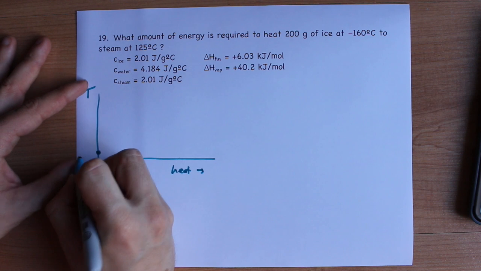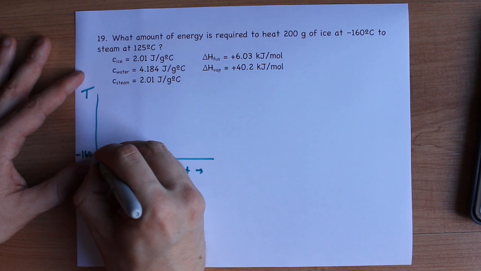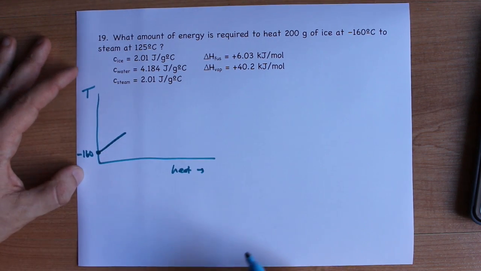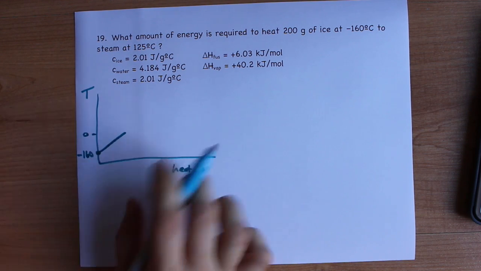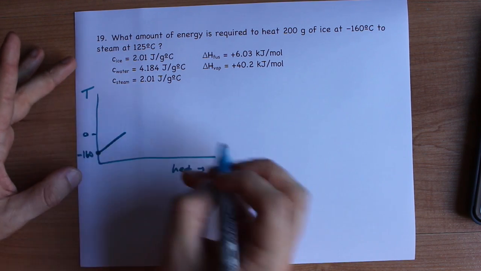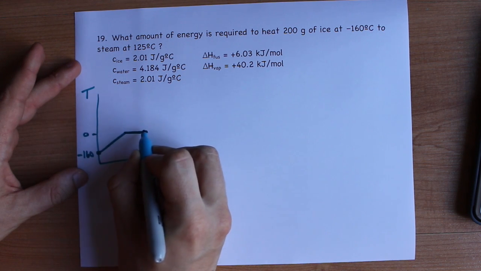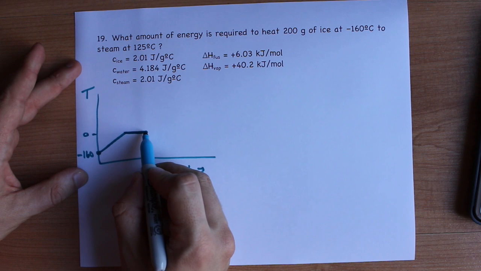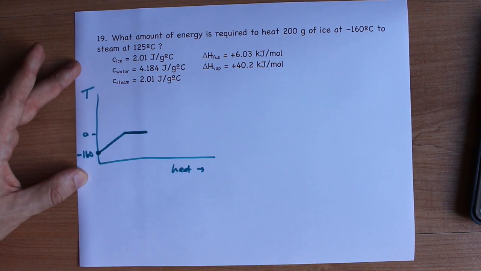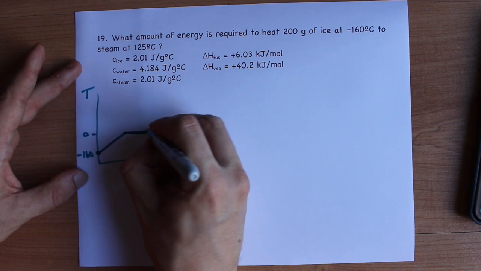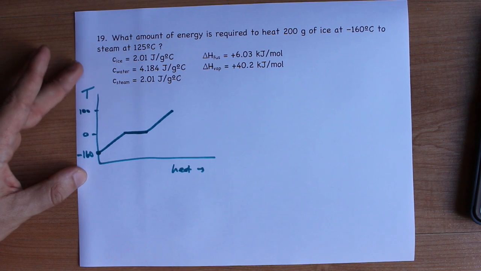In fact, if you start here at negative 160 degrees Celsius, you can heat that ice up to the melting point, which is zero. But then you're going to be adding some heat simply to break some of the intermolecular forces and turn the solid into the liquid. The liquid water will also be at zero, so you've added heat and the temperature has not changed. You can take that water and heat it up to its boiling point, that next change of state.